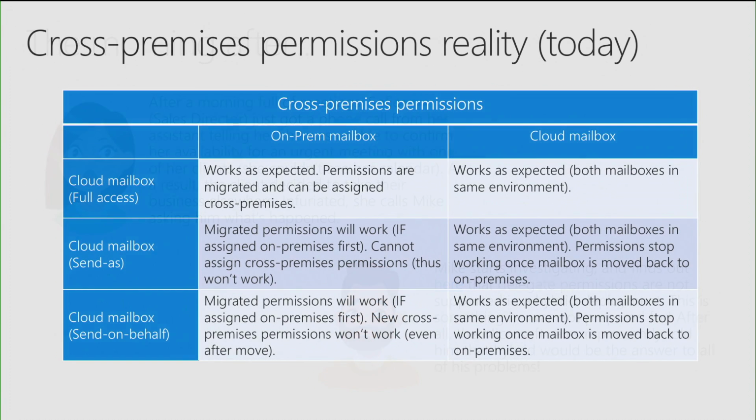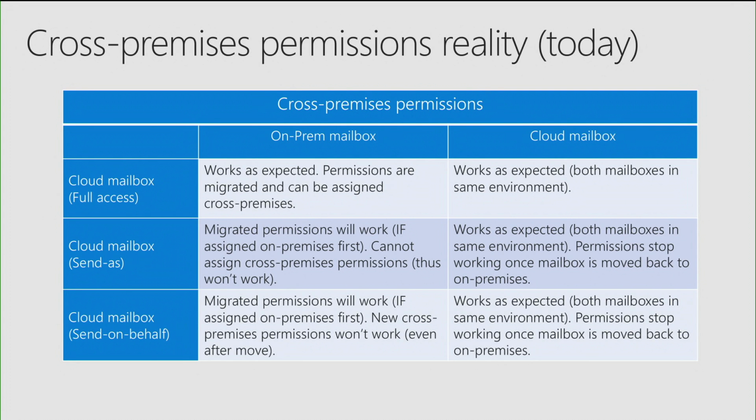Well, let's talk about the reality today, because we've actually done quite a bit of work to try and resolve these issues in the latest releases of the Hybrid Configuration Wizard, the on-premises product, and Exchange Online. So if you have an on-premises mailbox communicating with a cloud mailbox, and it's a full access type of permission relationship, that will absolutely work as expected. Permissions can be migrated as the mailbox moves. The cloud mailbox today was migrated from on-prem up to Office 365. We migrate those permissions, and permissions can be assigned cross-premises as well for full access.